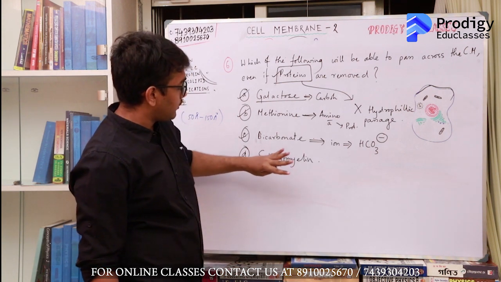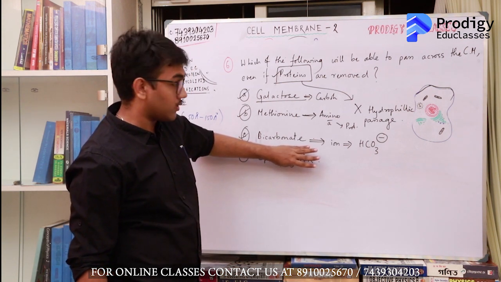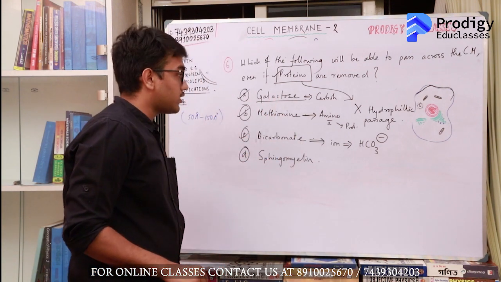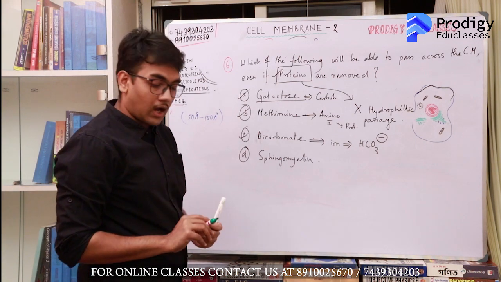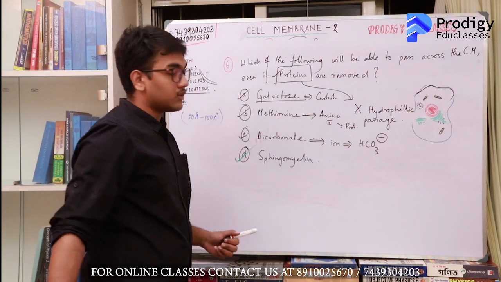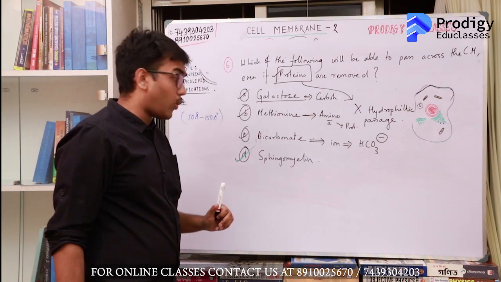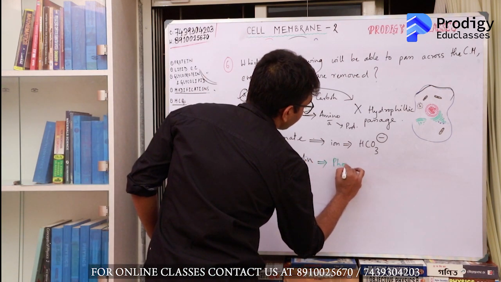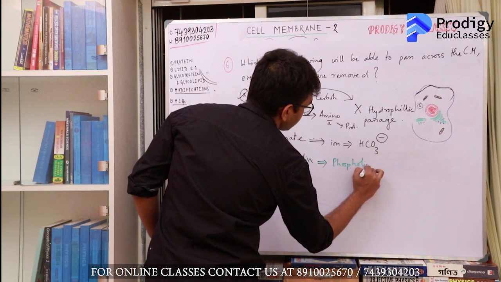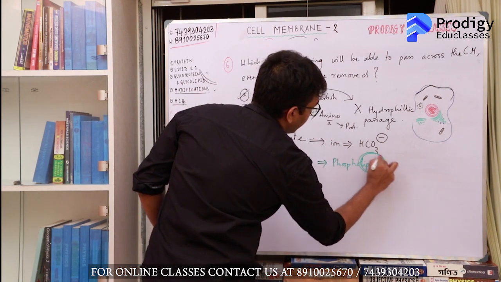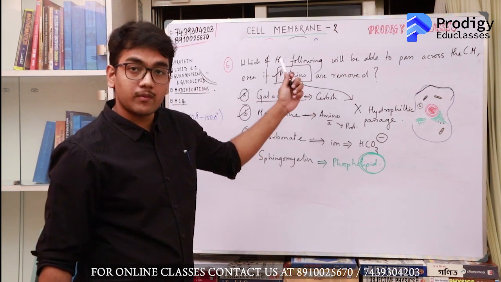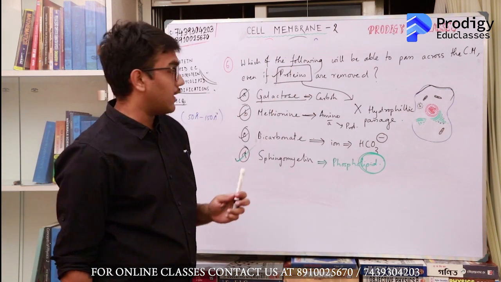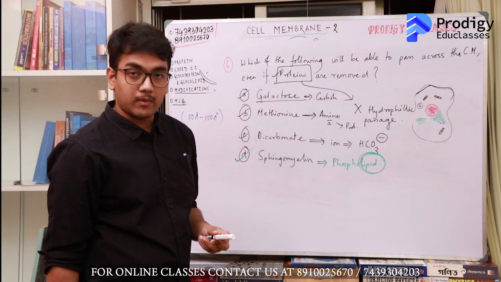So even if you say you do not know what sphingomyelin is, even if you know these three substances, you'll be able to answer this question just by ruling three of these out. This automatically becomes the substance which will be able to pass. Now what is sphingomyelin? Sphingomyelin is also a type of phospholipid. Now since it's a lipid, even if you remove the proteins from the cell membrane, it will be soluble in the hydrophobic lipid layer and it will be able to pass across the cell membrane.